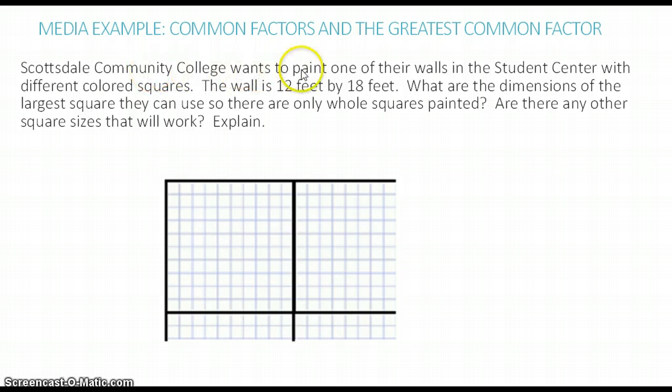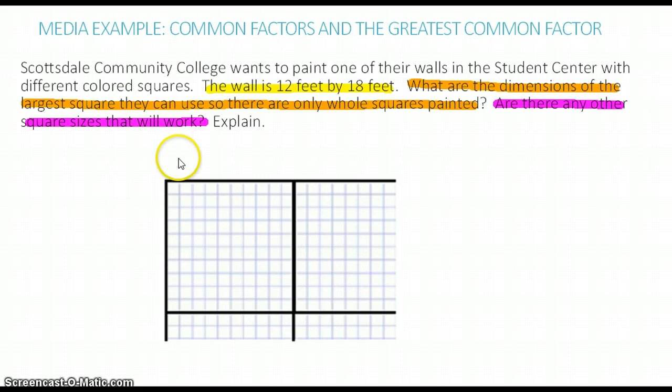Scottsdale Community College wants to paint one of their walls in the Student Center with different colored squares. The wall is 12 feet by 18 feet. Here's our question. What are the dimensions of the largest square they can use so there are only whole squares painted? There's another question. Are there any other square sizes that will work? Explain.